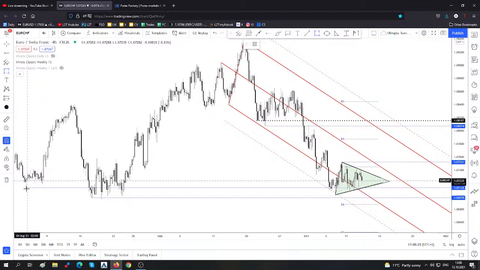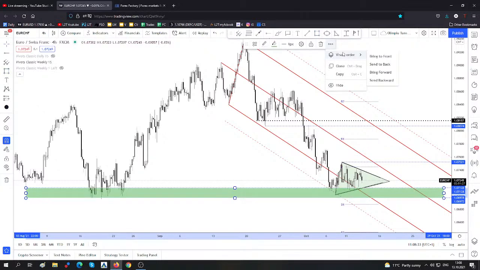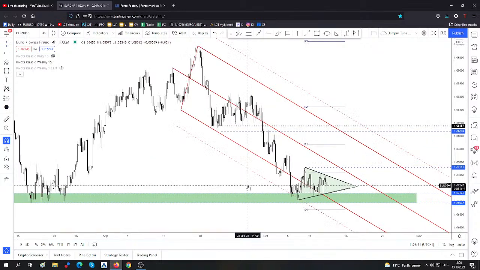Something like this. So we have a support zone here, a demand zone area, and if I have something like a bullish pattern here, I will maybe take a long position. Yeah, Alex, and thank you as well. Maybe I will go long if I have something like a bullish pattern in this support zone on Euro versus the Swiss franc.